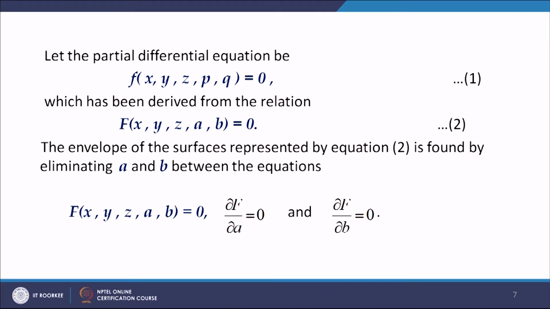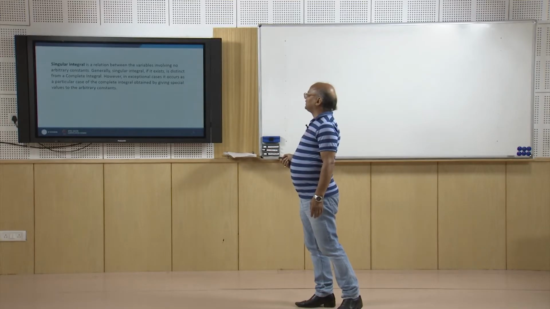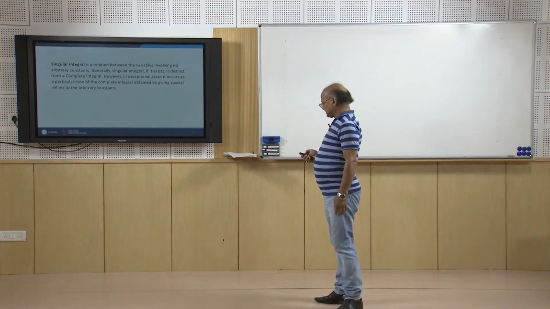Now the singular integral is a relation between the variables involving no arbitrary constants. In general, the singular integral, if it exists, is distinct from a complete integral, but in exceptional cases it occurs as a particular case of the complete integral obtained by giving special values to the arbitrary constants. This is also in the exceptional case.